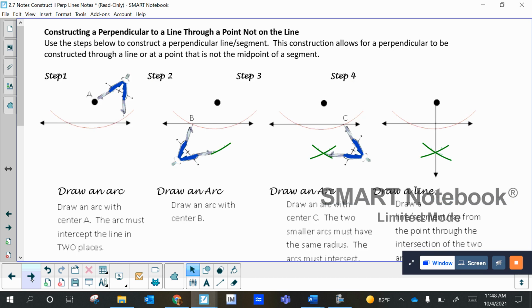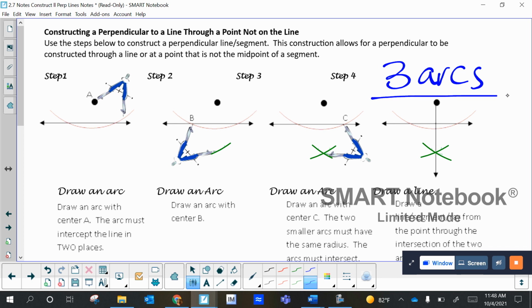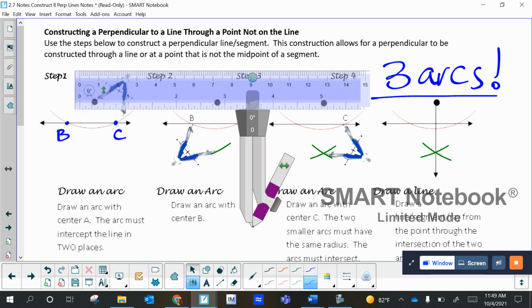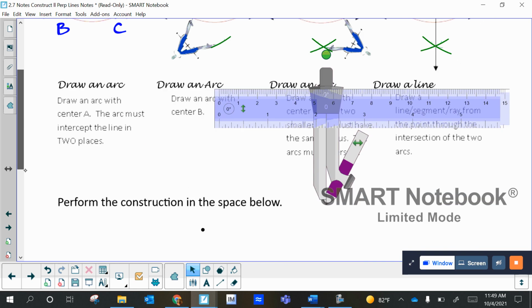This is another way to make a perpendicular from a given point. It takes 3 arcs. If you think you'll forget, remember, I grade based off of the arcs, so write that down, put a little exclamation point. One arc is going to go on the line and it's going to cross it twice because it has 2 important points that we need to use. On these notes, they called it B and C. And then you make the 2 arcs below. So 1, 2, 3. We're going to do that down at the bottom and practice making those 3 arcs to have perpendicular lines.